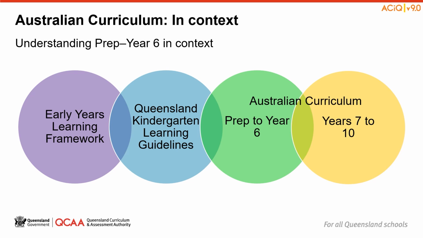Knowledge, understanding and skills increase in depth and breadth across the years of schooling as students engage with the Australian curriculum. For Queensland students who have participated in an approved kindergarten learning program, the Foundation or Prep to Year 6 Australian curriculum, mathematics and English, build on the Early Years Learning Framework and Queensland Kindergarten Learning Guideline. Students come to Prep with a range of learning experiences on which Prep builds. In primary school, students engage in rich foundational learning experiences prior to secondary schooling.